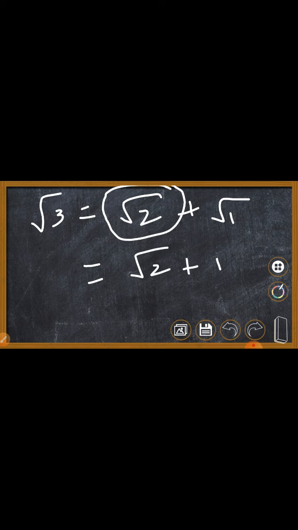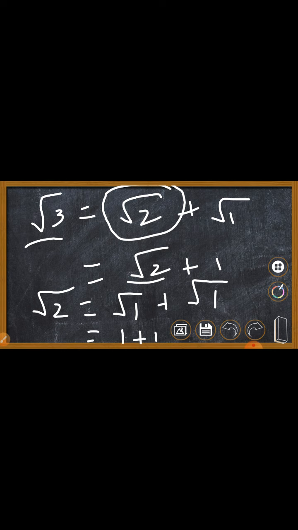Now, what about root 2? The number line which I am going to draw, first I need to represent this root 2, then I can go ahead with representing root 3. Root 2 I can express as a sum of two perfect squares, root 1 plus root 1, which is 1 plus 1. So first let's represent root 2 on a number line.